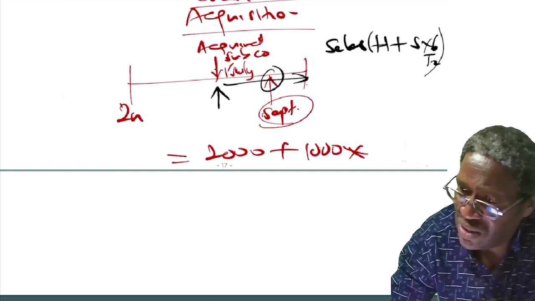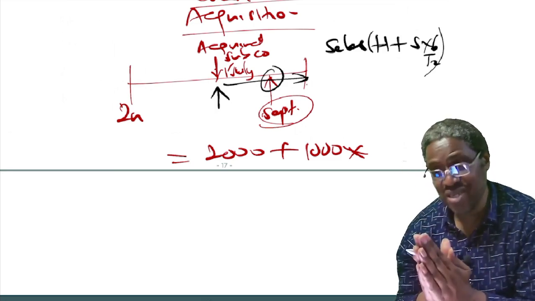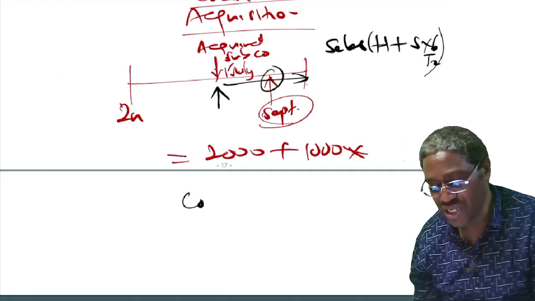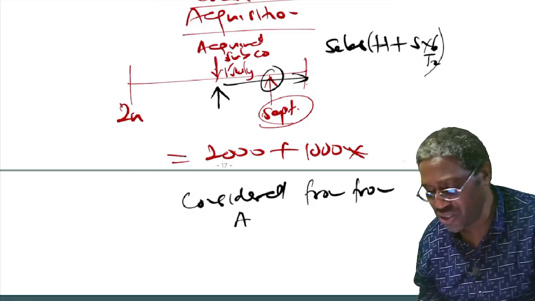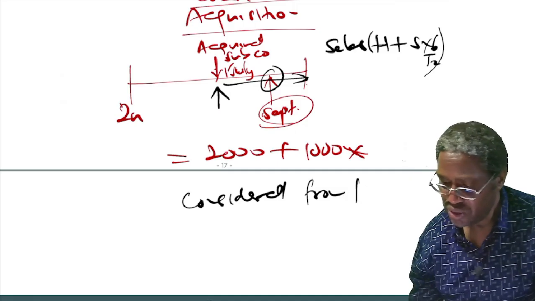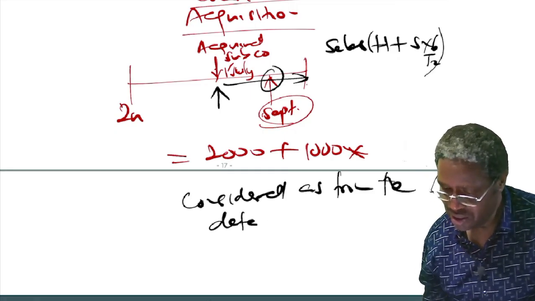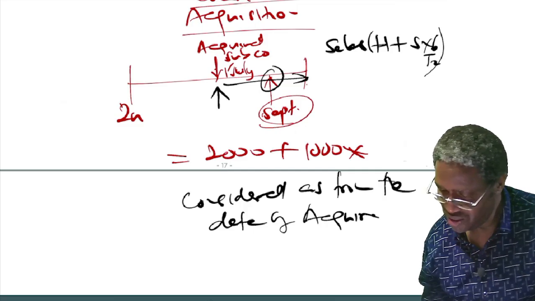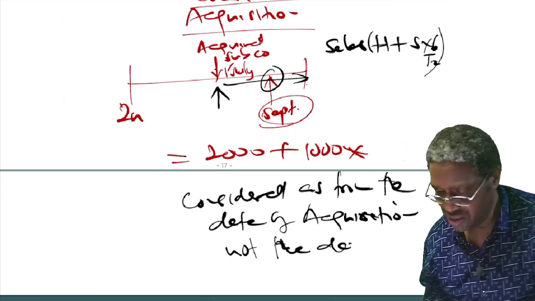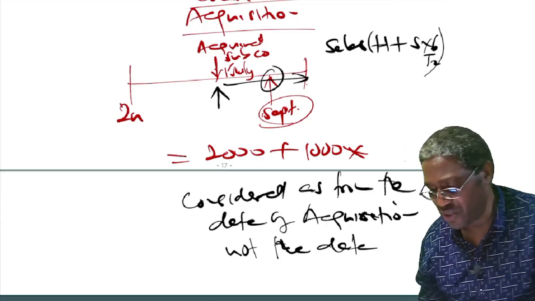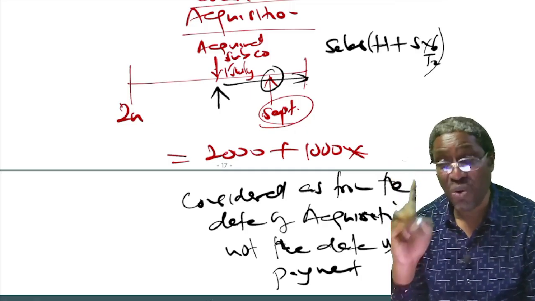So in other words, when shares are issued as a payment of the purchase consideration in a business acquisition, the key point is they are considered as from the date of acquisition, and not the date of the payment. You consider them as from the date of acquisition.